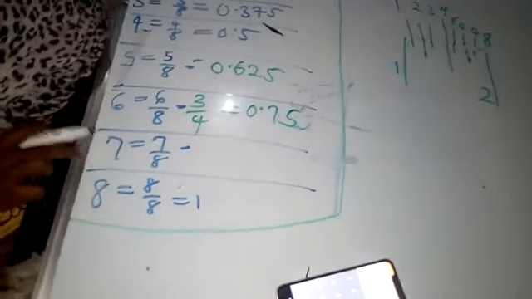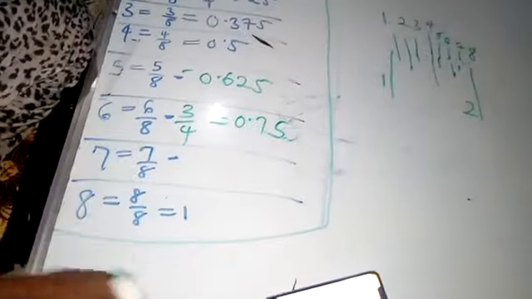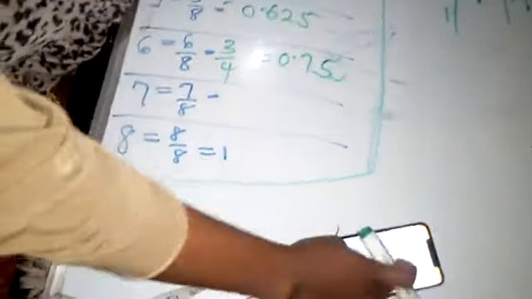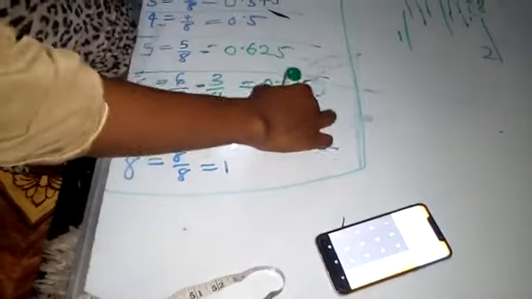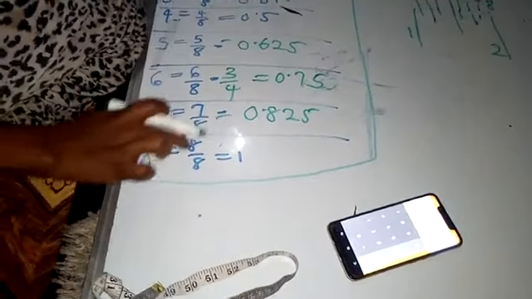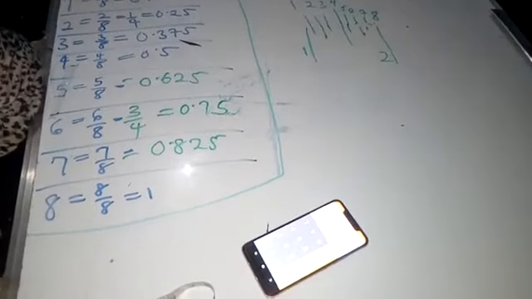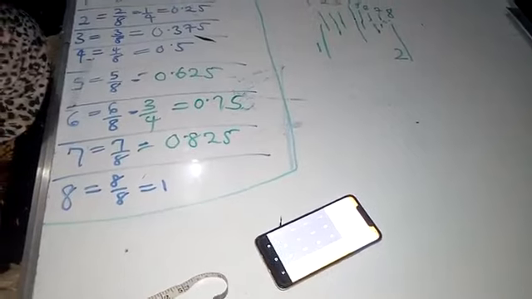So for the seventh line, which is 7 divided by 8, we have 0.875. And 8 over 8 is 1, a whole number. So that is all about the decimals. Now the next thing we'll be looking at is approximation.